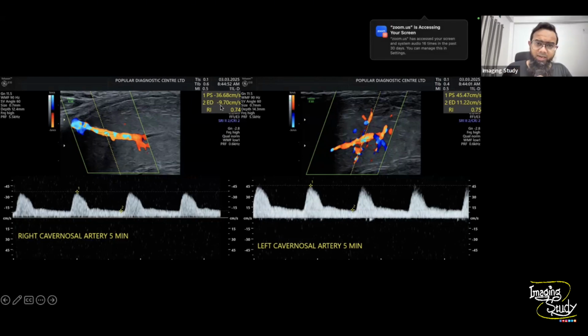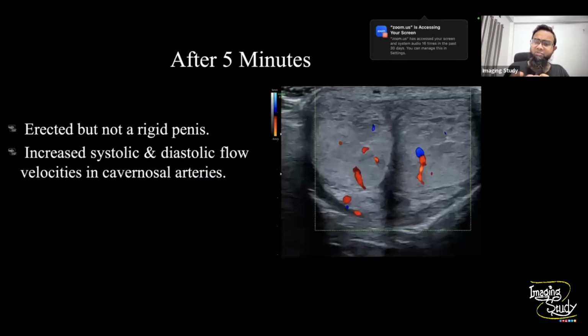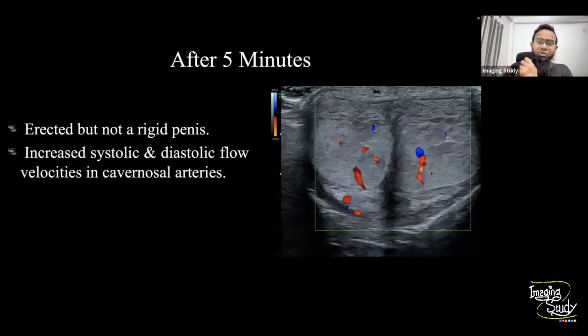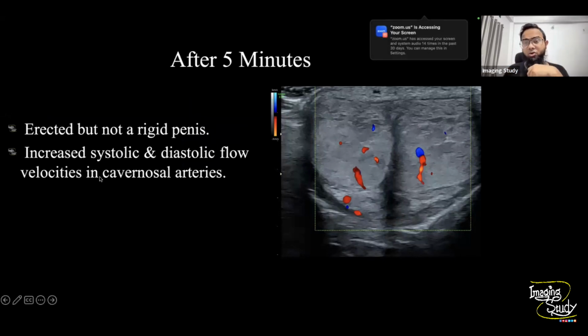You see, this is the end diastolic velocity, which is already 9 or 11. So after a certain amount of time, at least after 25 minutes, it should get reduced below 5 centimeter per second. Otherwise, we'll go for the venogenic cause. Let me show you. So here, after 5 minutes of scan, we have found that the penis is already erected, but it is not rigid. It's just quite soft, but it is erected. So we have found an increase in systolic and diastolic flows in the cavernous arteries.